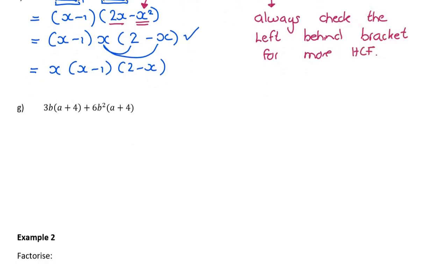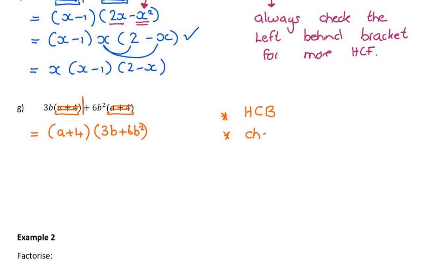Our next example says 3b(a + 4), so that's the end of the first term, and then 6b squared, oh gosh, (a + 4). So immediately I see a highest common bracket. My first step is always to take out my highest common bracket. So my highest common bracket gets taken out, and I now have a left behind bracket. If that's been taken out, I'm left behind with 3b + 6b squared.